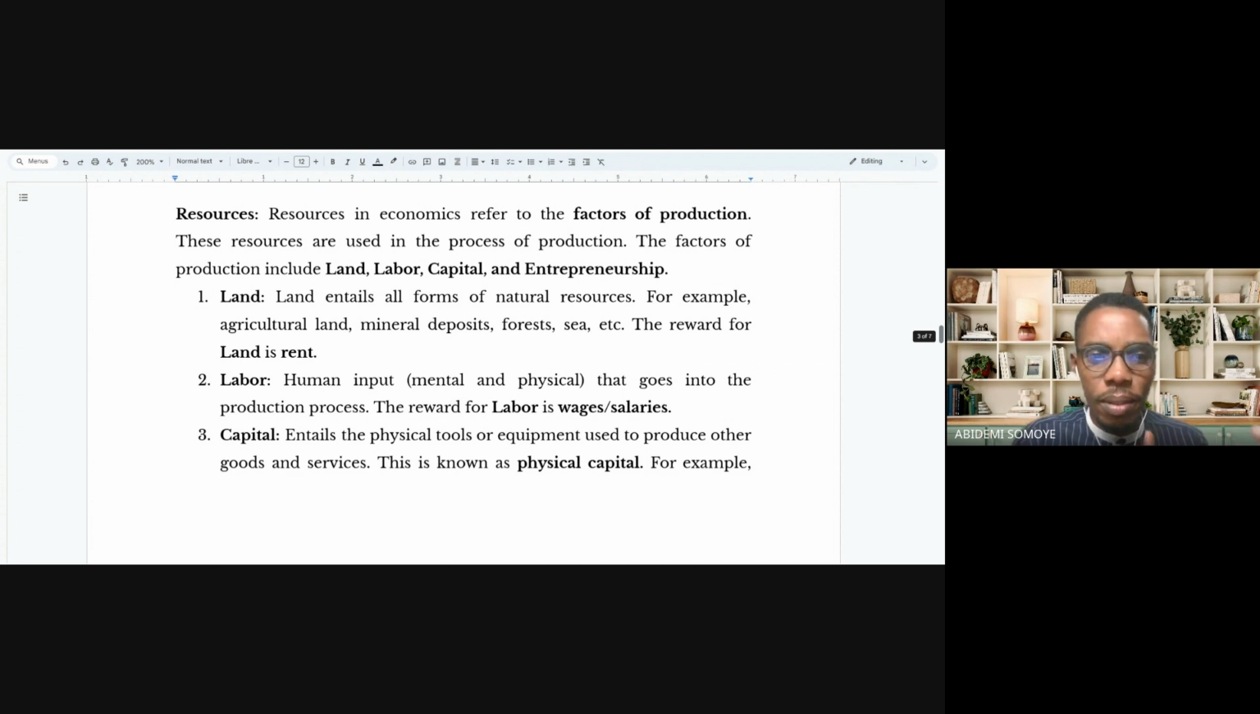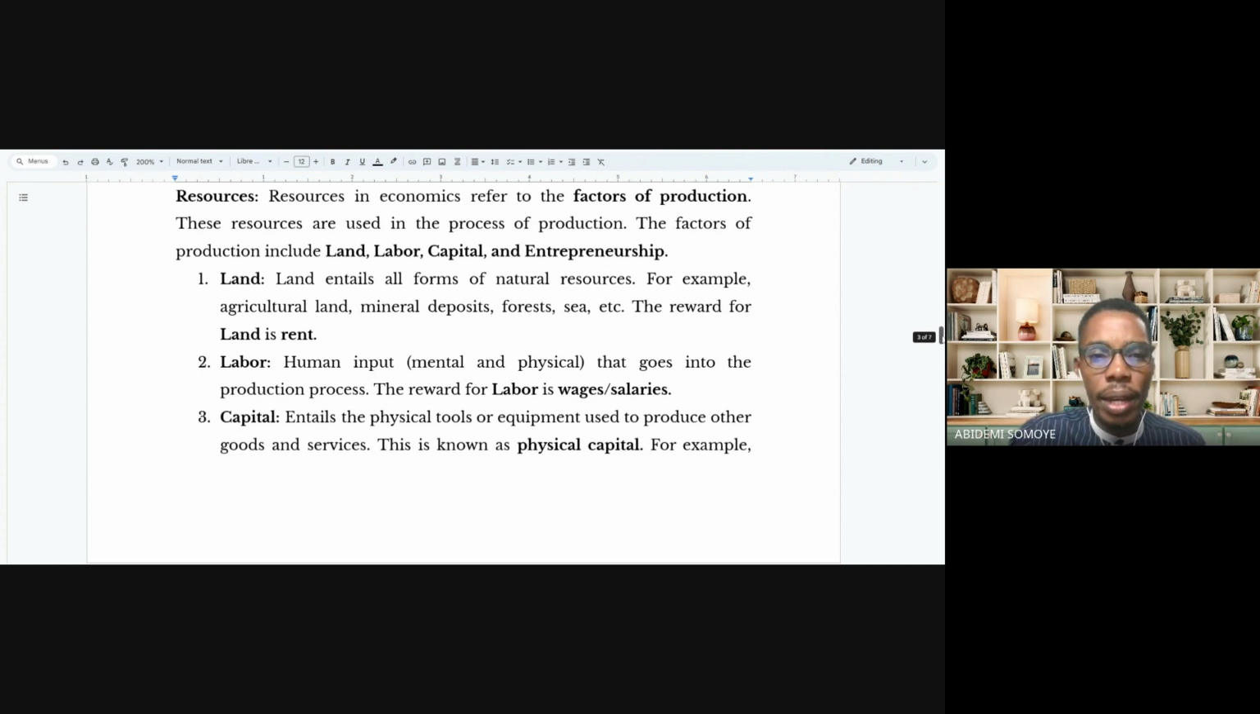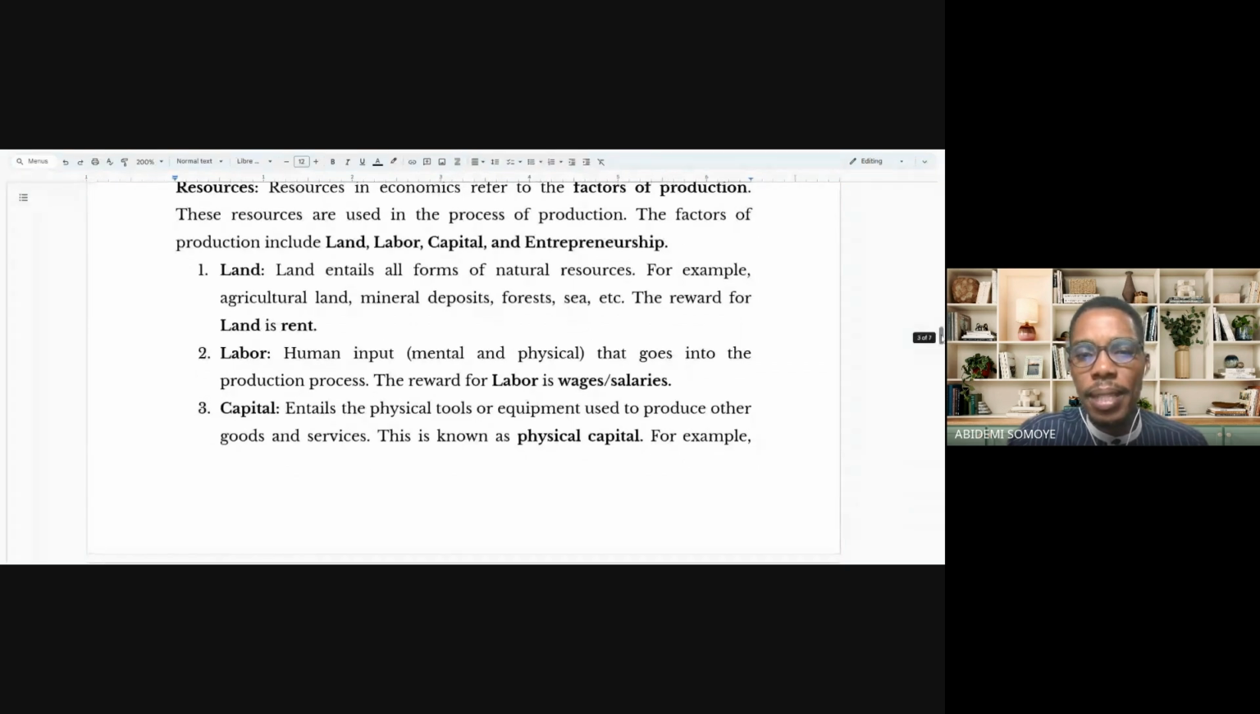So when we say land in economics, land entails all forms of natural resources. For example, agricultural land, mineral deposits, forests, seas. The things required in nature are regarded as land. Also, buildings are under the factors of production on the land, and we say the reward for land is rent. Labor here refers to human input, either mental or physical, that goes into the production process. The reward for labor is wages or salaries.